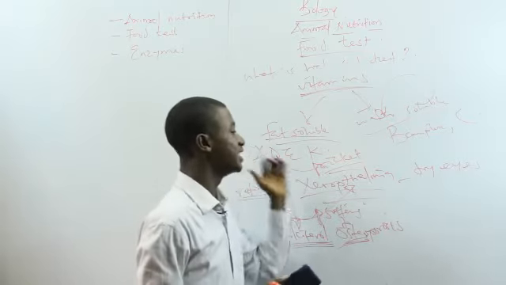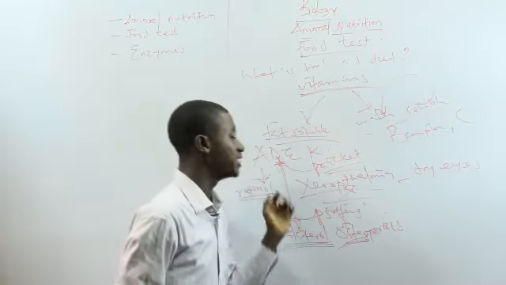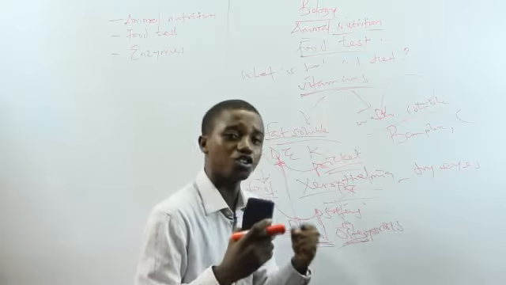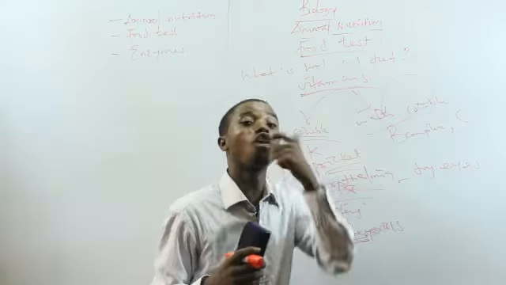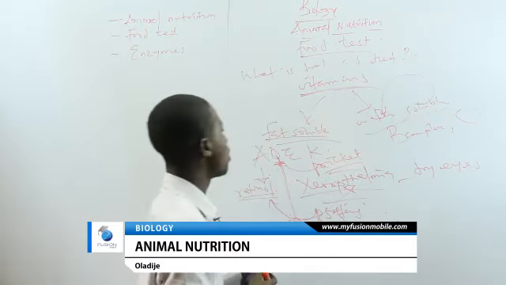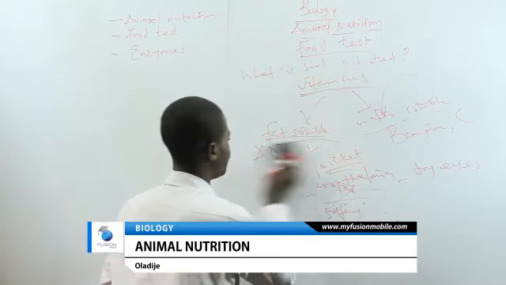Deficiency of vitamin D will cause rickets. Deficiency of vitamin D will cause osteoporosis. So vitamin D generally helps in strong bone formation, helps in strong gum, and every other thing that has to do with bones, basically. And so now we'll be looking at vitamin E.